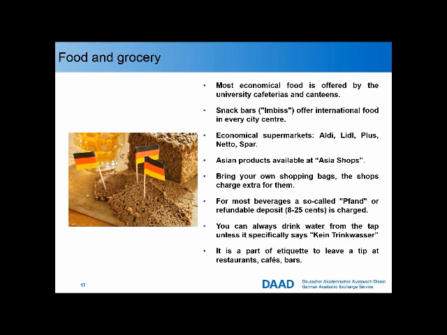Economical supermarkets are Aldi, Lidl, Plus, Netto, Spar or Hit. They have a chain, and there you can really get cheaper stuff, for example potatoes, onions, yogurt or milk. And if you really want some fancy items like organic or bio products, then you can go to supermarkets like Edeka and Rewe. These are a little expensive, but for students, Aldi, Lidl, Plus and Netto are really good ones.